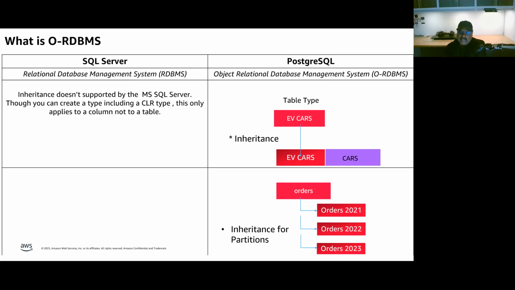In Postgres, you can achieve inheritance by creating a table type and inheriting it to n number of objects. Let's say, for example, I can show an example in the next slide.